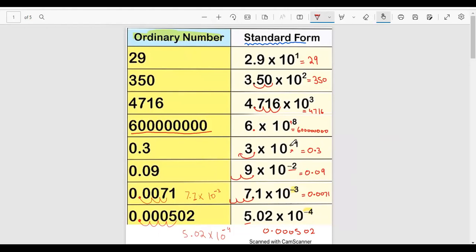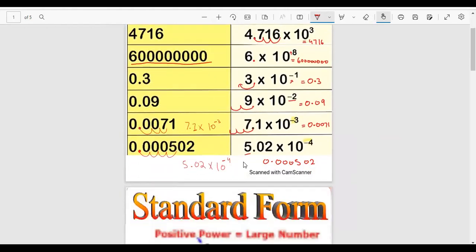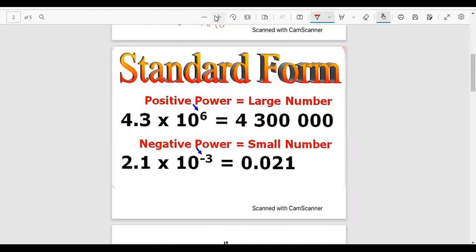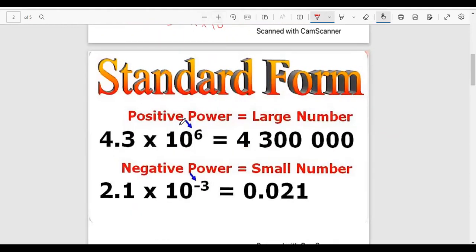So this was basically a discussion about the conversion from ordinary to standard and standard to ordinary. Okay. All right. Again, this is just for your understanding that whenever you would come across standard form with a positive power, just know this would be a large number, like it would be 43000, like 43 lakhs, right? And whenever you will be having negative power in 10, it would be a small number. So it's just something to help you with the understanding.